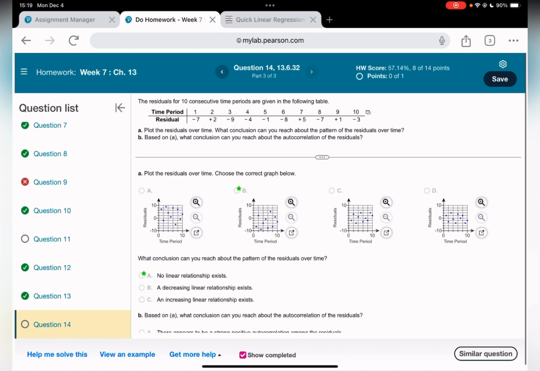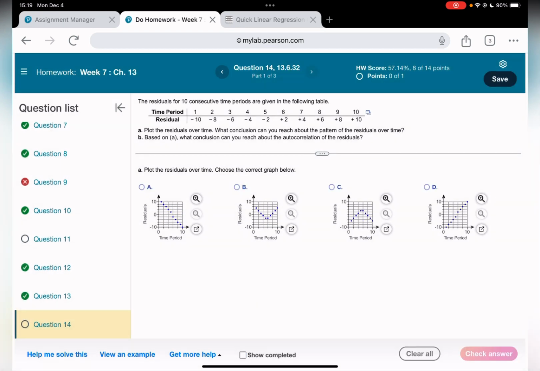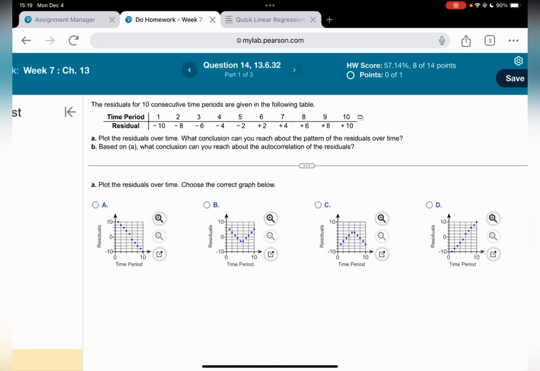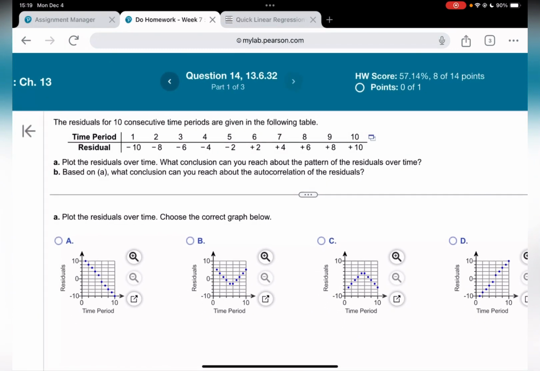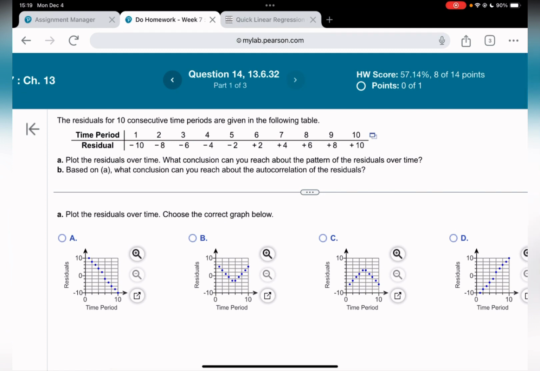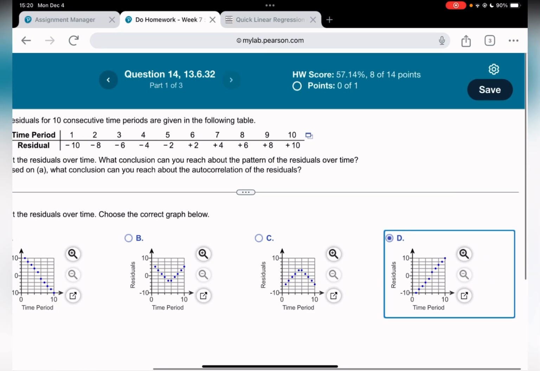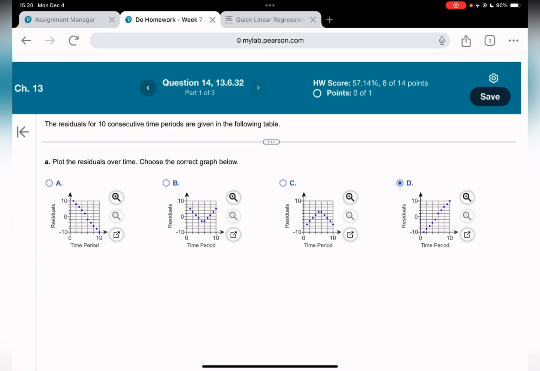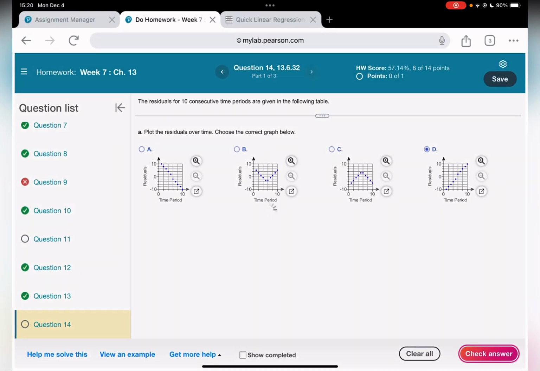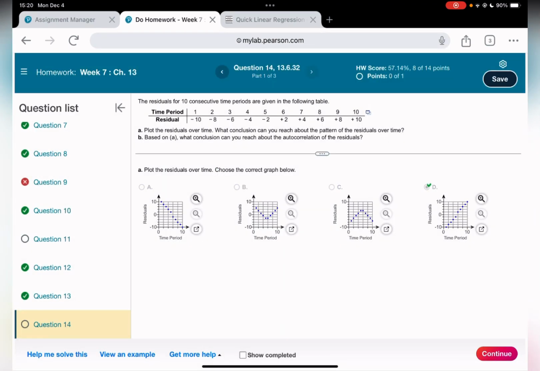Let me take, just for the heck of it, another similar question without having the answer, and based on the results, we can see. Look, as the time period is increasing until 10, look at the residual. From negative 10, it's smoothly growing, so it's going to be positively sloped. I would bet it's going to be this one, increasing. See? Okay, let's continue with this one.